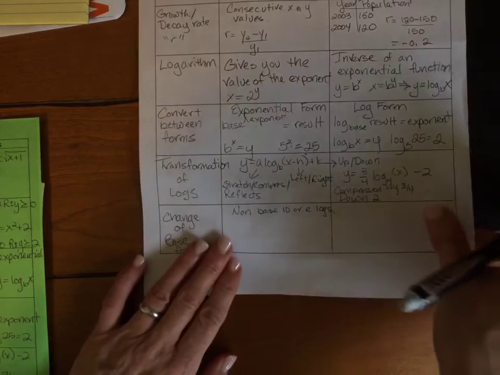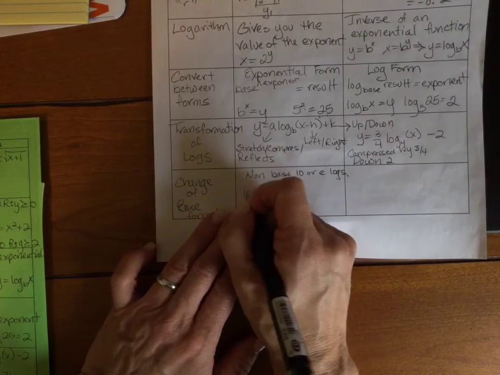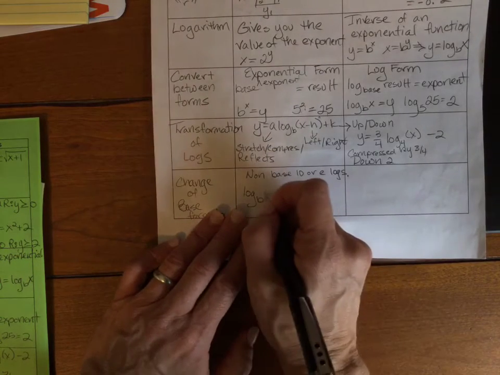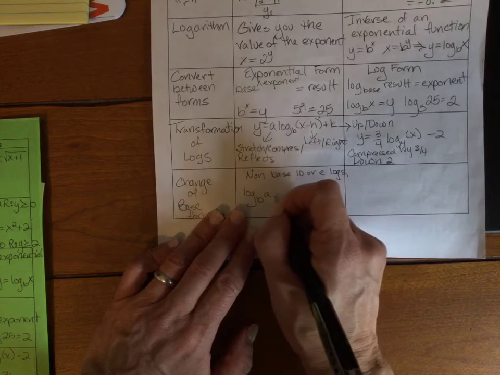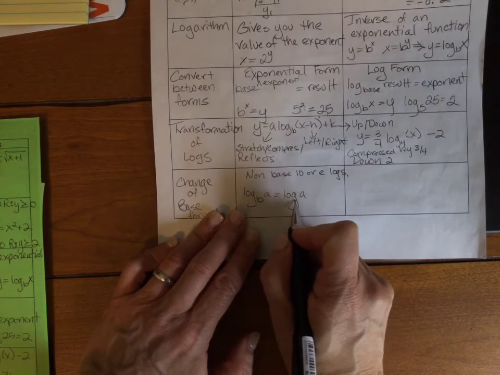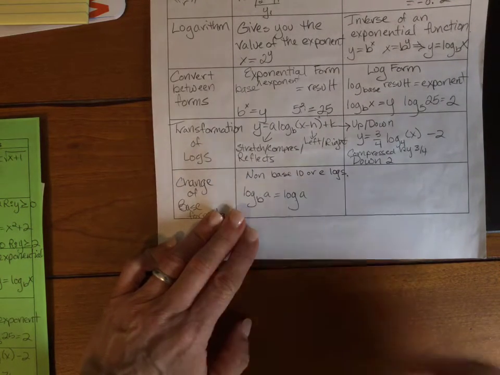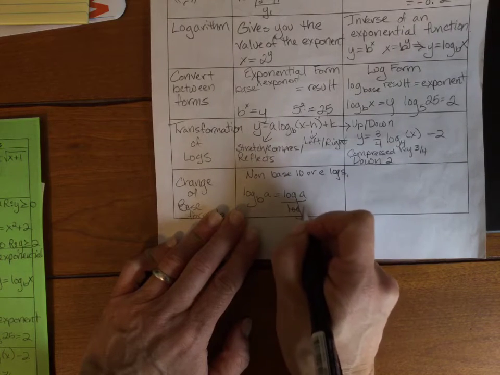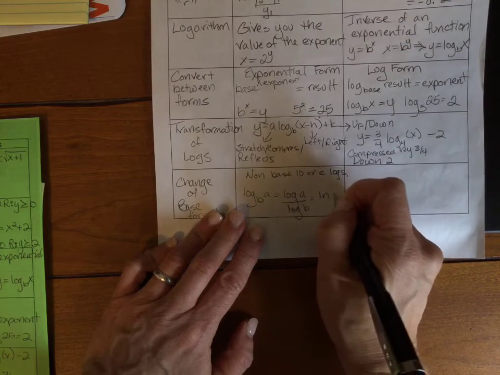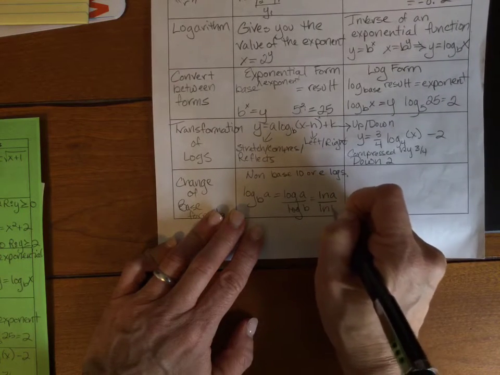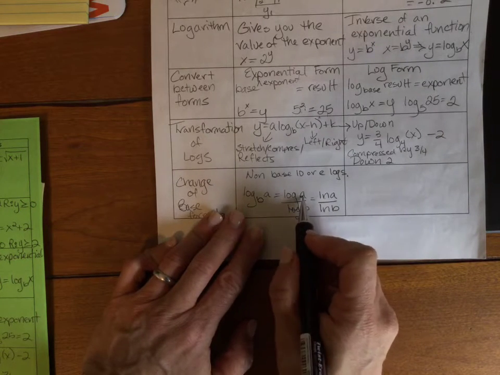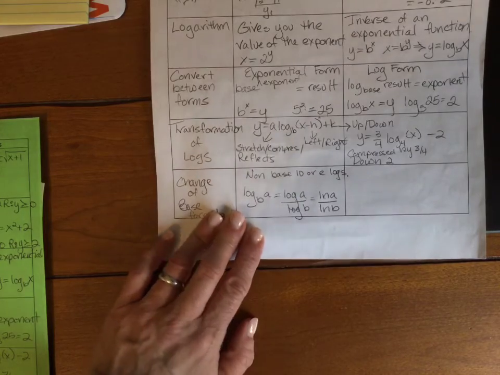Okay, so if we have the log of some base B, anything other than 10 or the natural number E, of some value A, we can find it by taking the log of A. And notice I didn't write any base here. That means it's log base 10 all over log of B. We could also use natural log of A all over natural log of my base. So you're either using base 10 or base E. It's the log of your value over the log of your base.